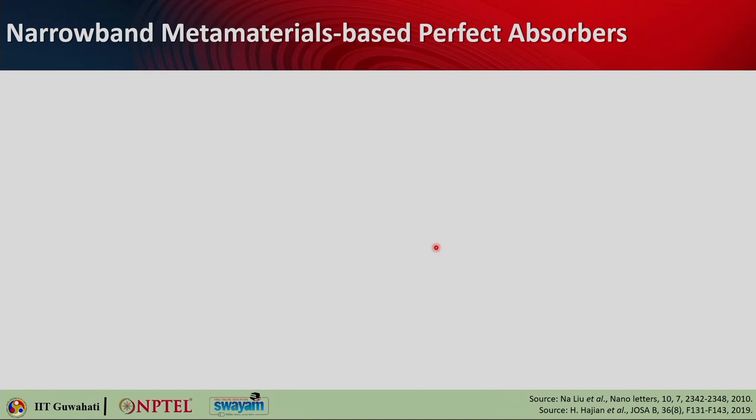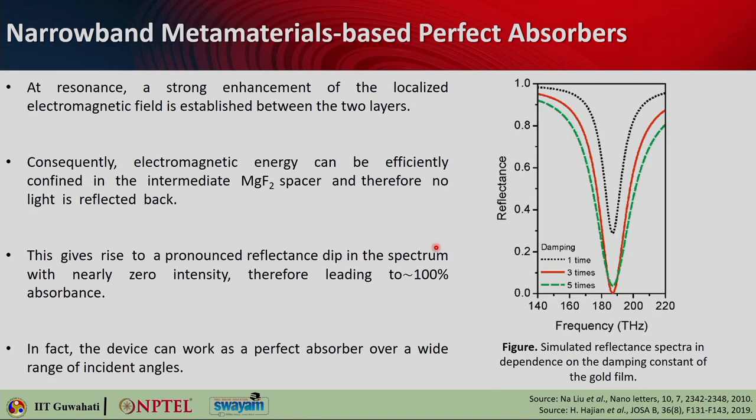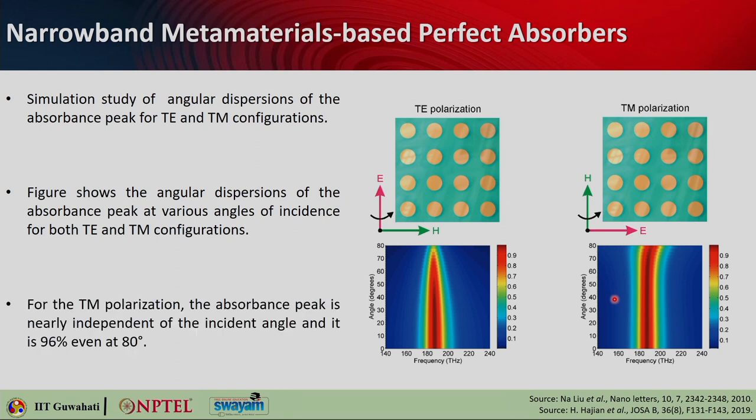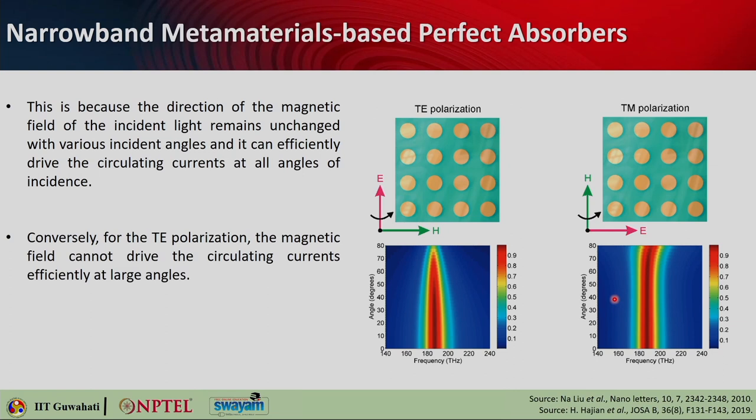Okay, right now it is shown at a particular wavelength, and it's in frequency scale, so it is close to say 188 terahertz or so. If you change the periodicity or the size of the disk, you should be able to tune that. So that is how you can design application specific narrowband perfect absorbers.